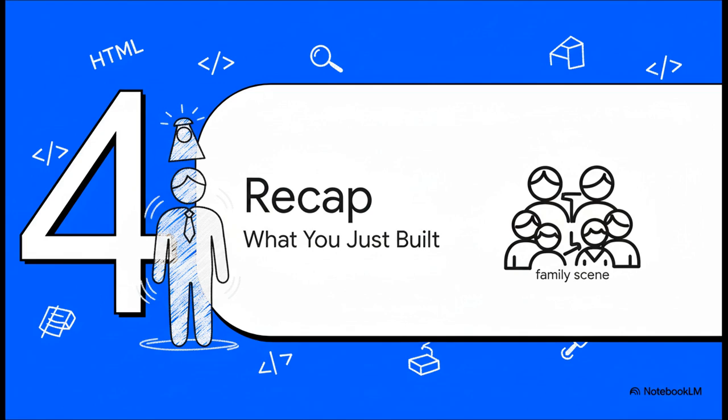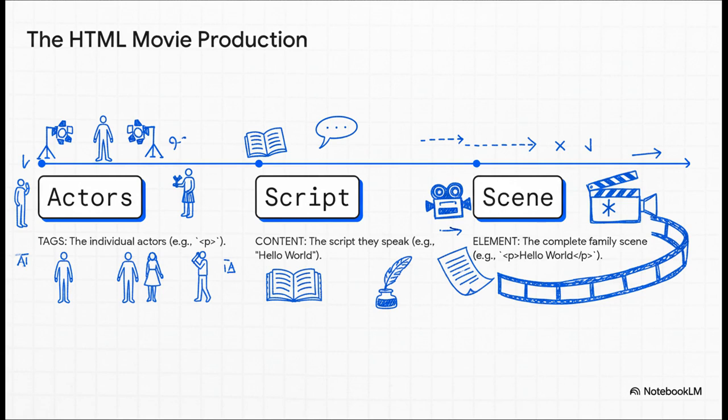Okay, let's just take a quick breath and recap the little movie we've put together in our minds here. We've gone from just a single actor all the way up to a full family scene. So here's the production timeline. You start with your tags. Those are your actors. Then you give them content. That's their script. And when you put it all together with an opening and closing tag, you get an element. That's the complete, finished scene. And that right there is the fundamental building block of every single website.